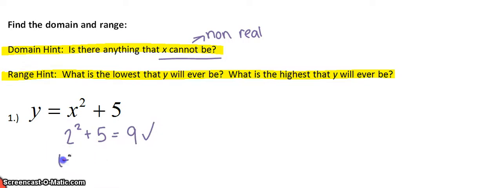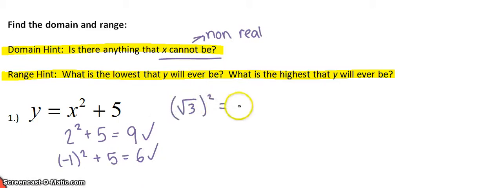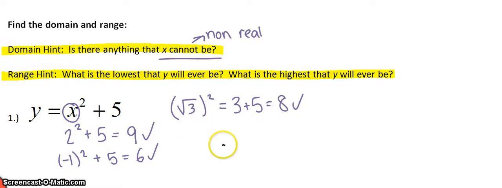What if I plugged in something like -1? Well, if I plugged in -1, I'm going to get 6. That works. What about square root 3? If I plug in square root 3 and square it, I'm going to get 3. Add 5, you get 8. That's okay too. So as you're going through these examples, is there anything you cannot plug in for x? Or anything real that you can plug into x and not get a real solution? And the answer is no. No matter what you plug in for x, if you square it and it's real, it's going to be real in the end. So you can plug in anything for x.